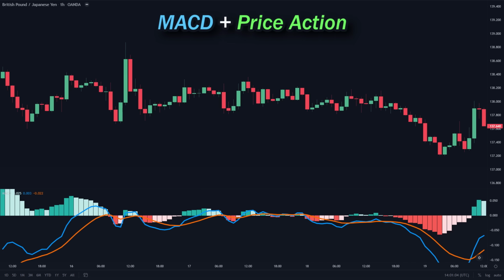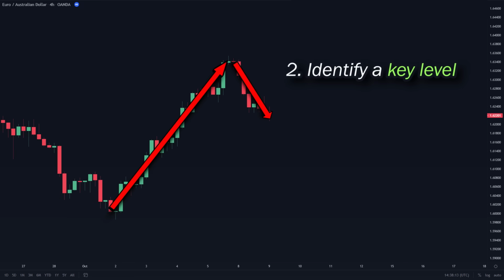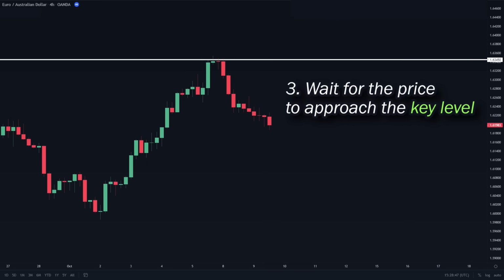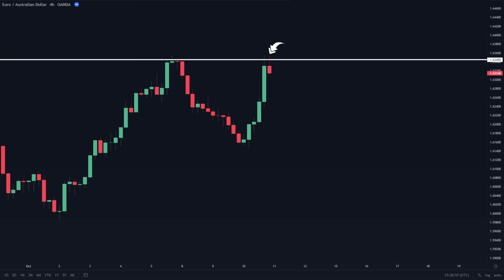So here's how the strategy works. The first step is we need to choose a time frame. In this case, I'm using the 4-hour time frame. Now the next thing you need to do is identify a key level within this time frame. As you can see, the price went up, hit and reversed downwards, and so we can draw a resistance line up here. The next step is you want to wait for the price to approach the same key level once again. Now once this happens, we are expecting the price to reverse downwards.